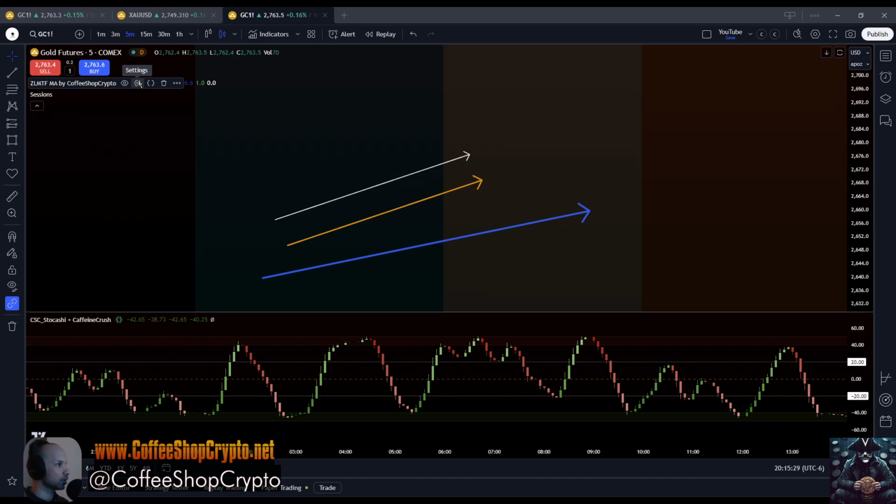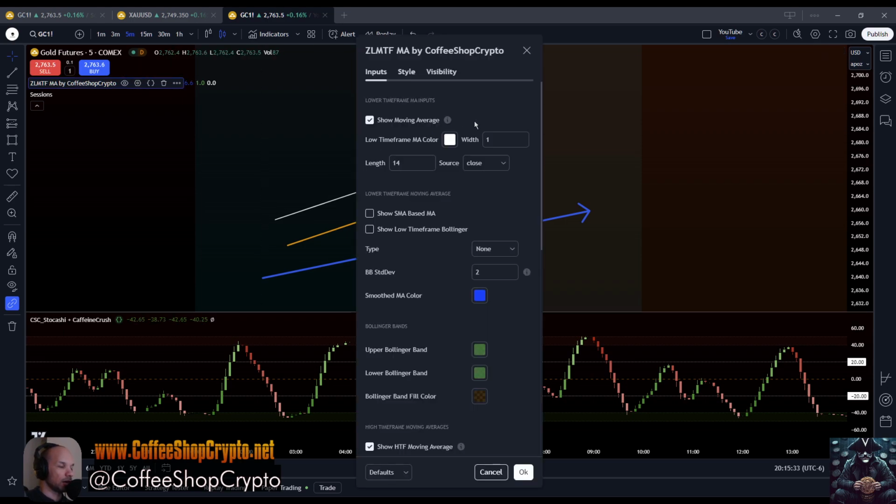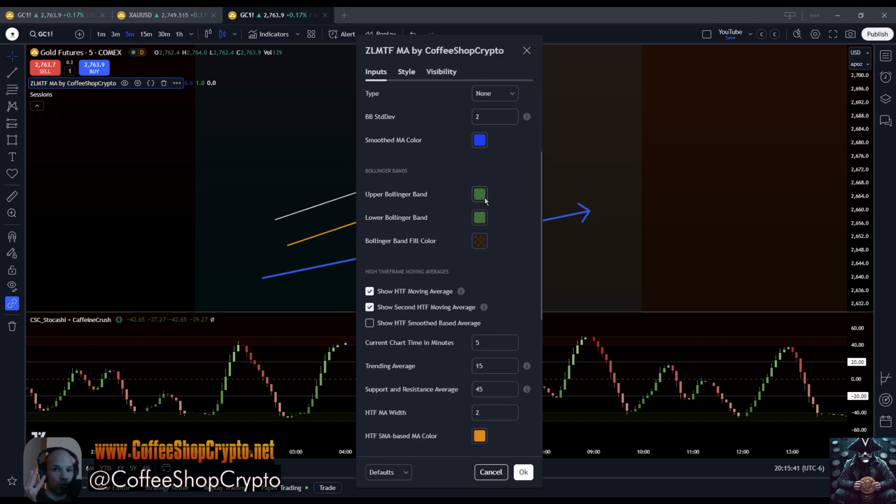So we already got that, and the next indicator is going to be the zero lag multi-time frame moving average. The link for it is there. Add that to your chart. Now, I'm going to be using a 14 period moving average, right? That's what I want to see overall. It's not showing you 3 moving averages. It's showing you 1 moving average on 3 separate time frames. That's what this is doing, okay?